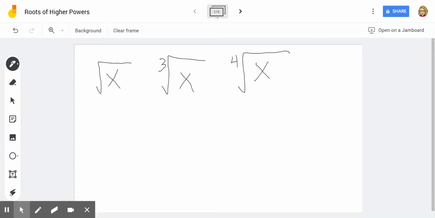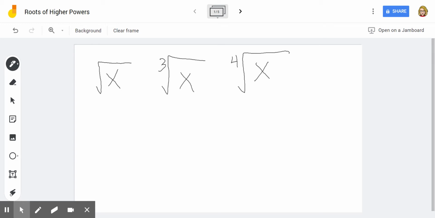Okay, in this video, we are going to talk about how to simplify roots of higher powers. What that means is, previously, we've talked about square roots. And with square roots, when we simplified, we looked for pairs of the same number or variable inside the square root to come out. Well, today we're going to talk about cube roots, fourth roots, or any other root higher than a square root, and how you simplify it.